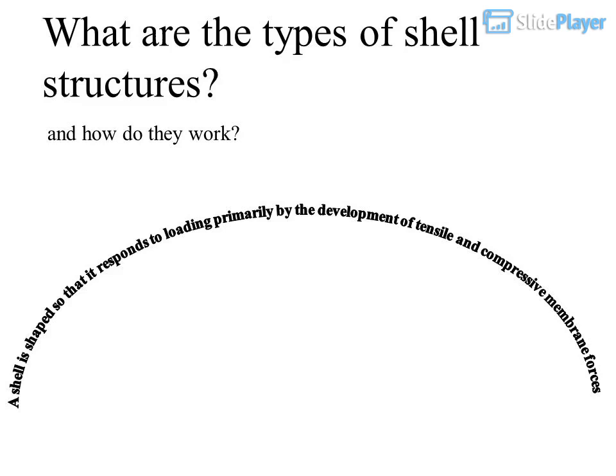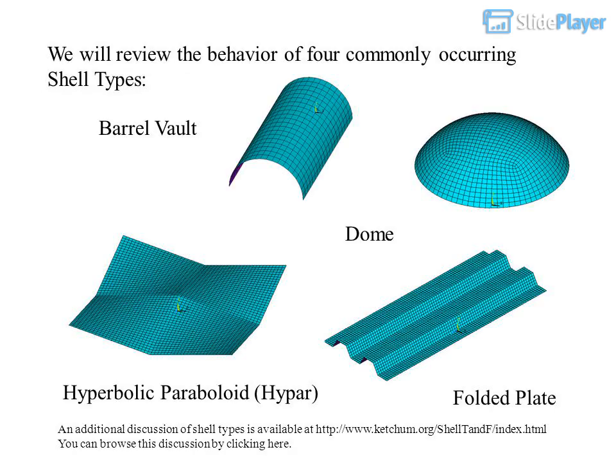What are the types of shell structures, and how do they work? A shell is shaped so that it responds to loading primarily by the development of tensile and compressive membrane forces. We will review the behavior of 4 commonly occurring shell types: barrel vault, dome, hyperbolic paraboloid, and folded plate.